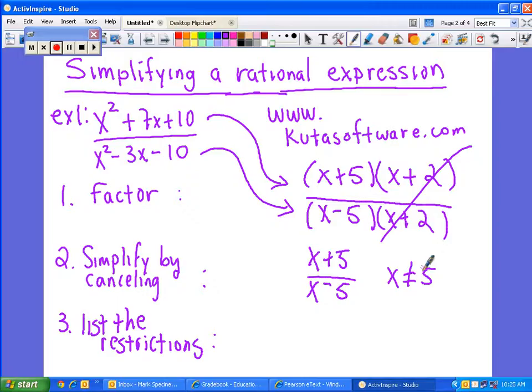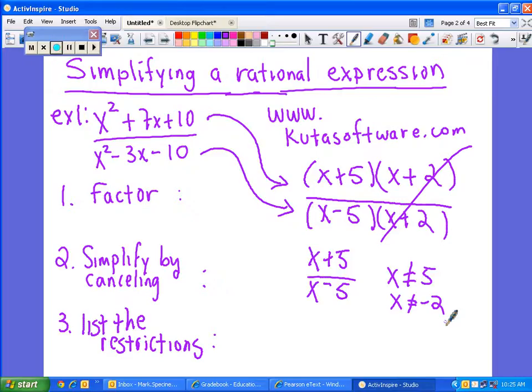Is it imaginary? No. Look at this factor, even though you've canceled it out, it still was a part of the problem. So what value makes x plus 2 equal to 0? Negative 2. So my other restriction is negative 2.